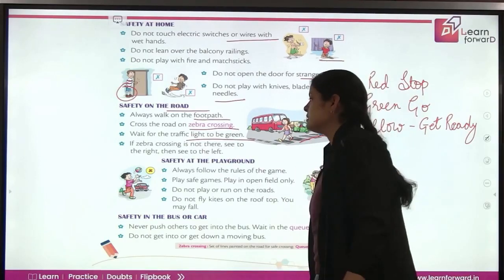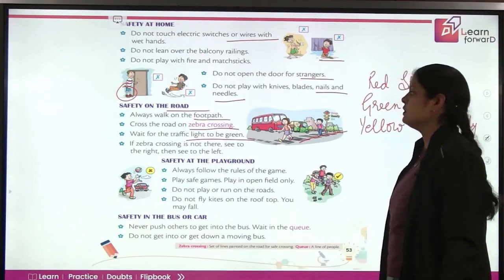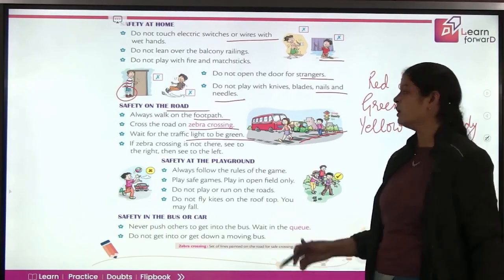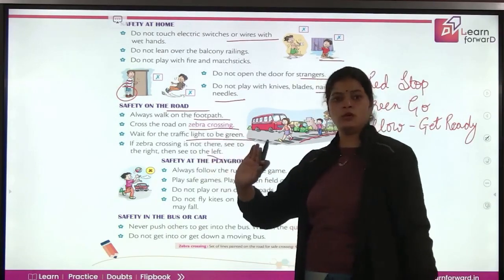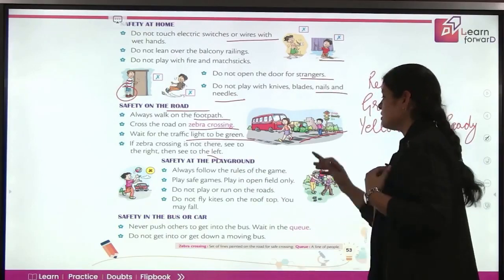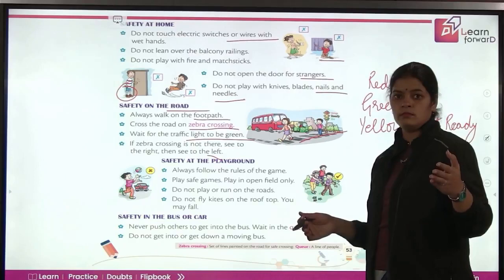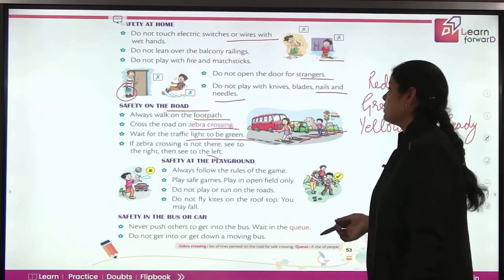Now, if there is no zebra crossing, look to the right and then look to the left of your side when you are crossing the road, and then you can cross it. If there is no zebra crossing, because a zebra crossing is not available everywhere. Now, safety at the playground.